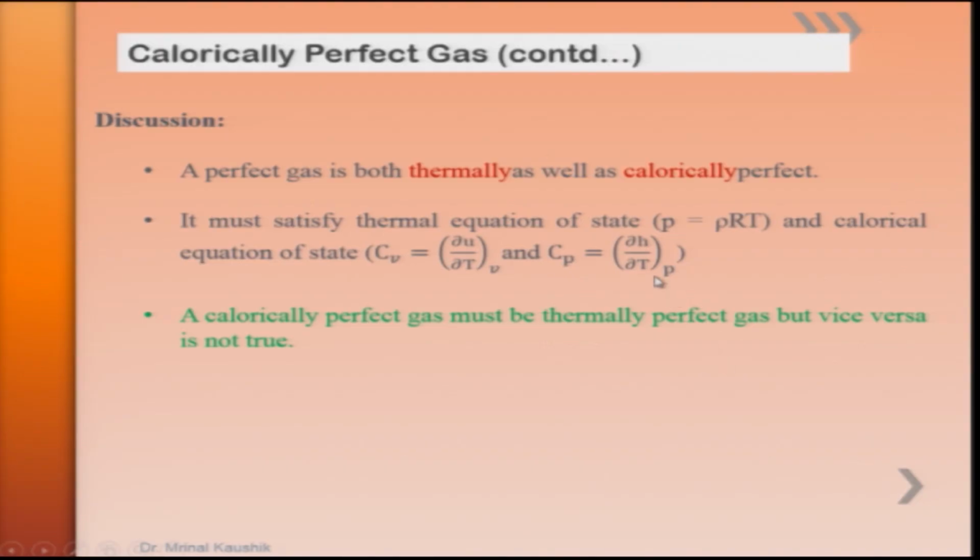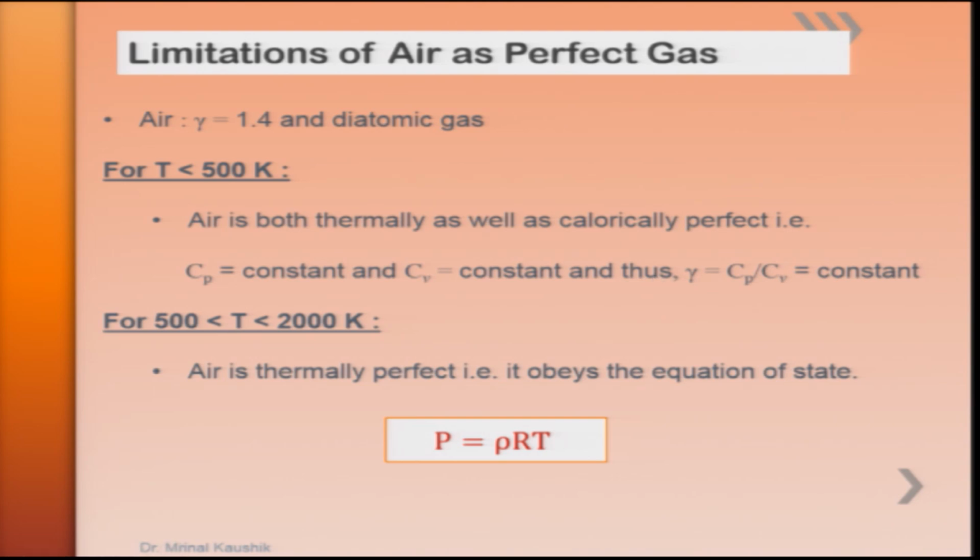Now, we will talk about the limitation of our fluid, that is air, with respect to the temperature. The air, as I said, is assumed as a diatomic gas, hence the specific heat ratio is taken as 1.4. Now, when the temperature of air in a process is less than 500 Kelvin, it is said to be both thermally and calorically perfect. That means it follows the equation of state as well as its Cp is constant and Cv is constant. In turn, the ratio is also a constant.